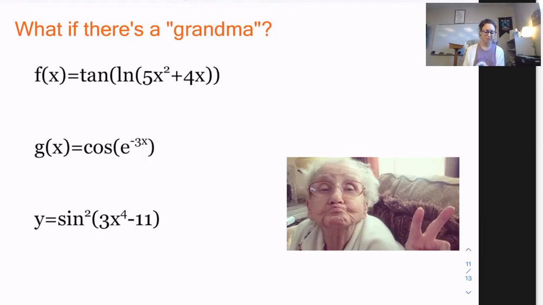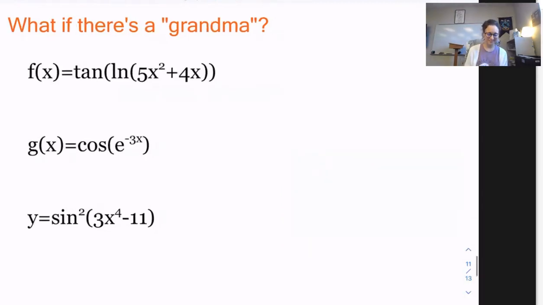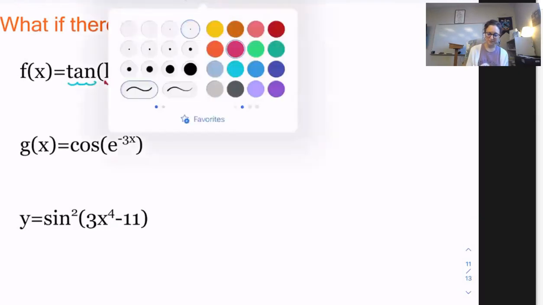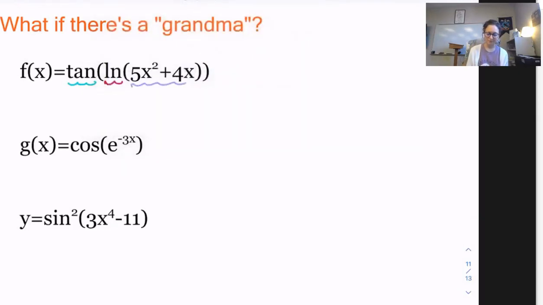All right, so I'm going to force pause on your screen. Go ahead and copy what I have. I'll probably have to get rid of this grandma so we have some more room. Okay, so let's see if we can find the derivatives here when we've got three functions. So let's just talk about grandma, mom, and baby. Make sure we know outermost to innermost. So for f, here's grandma, tangent of x. Mom is ln of x, and baby is 5x squared plus 4x.